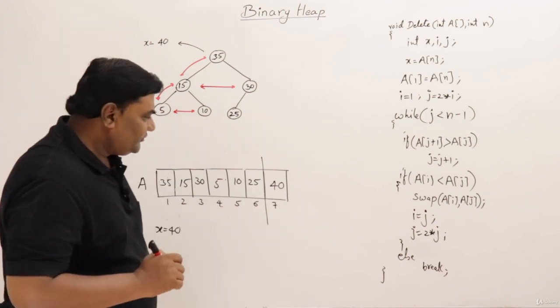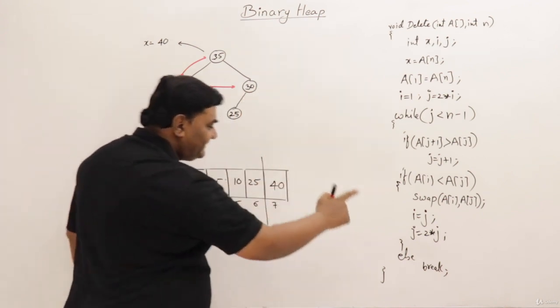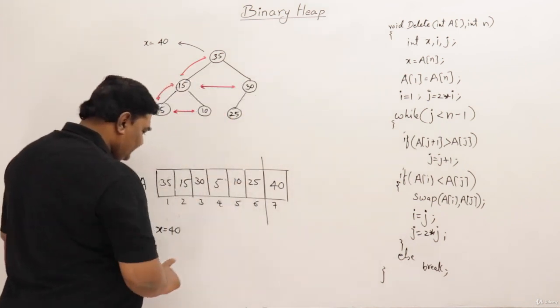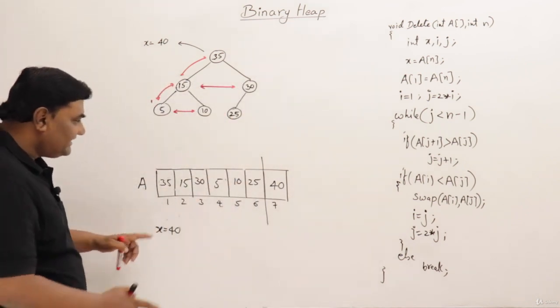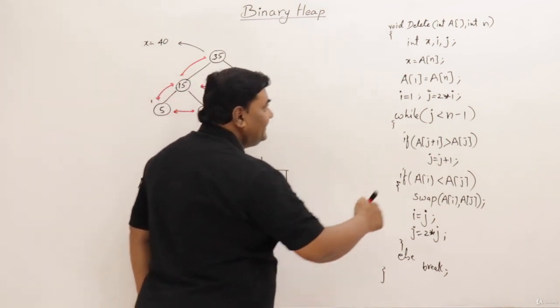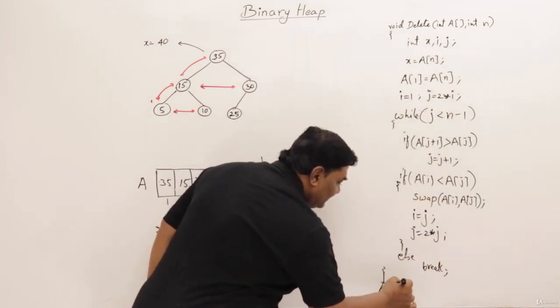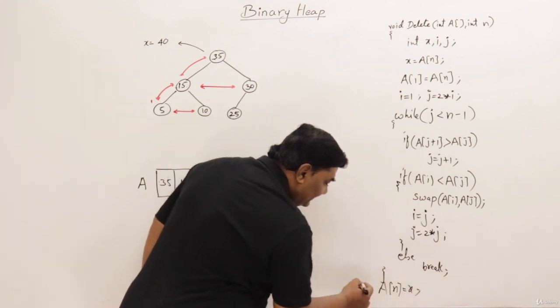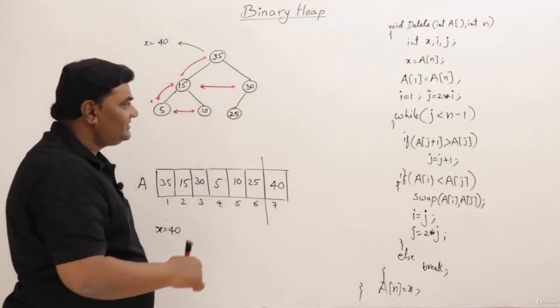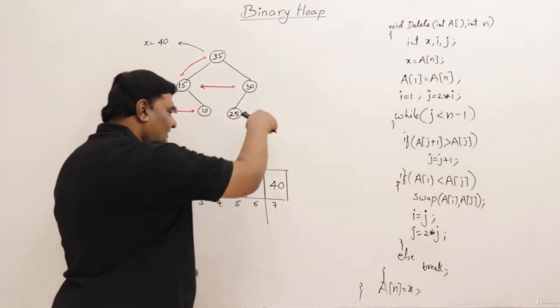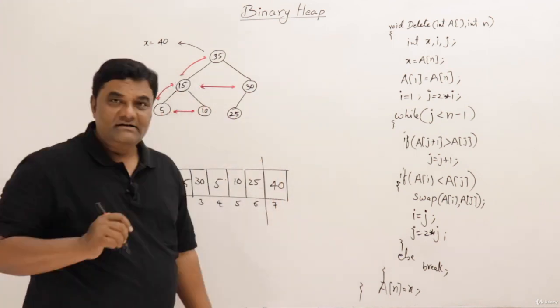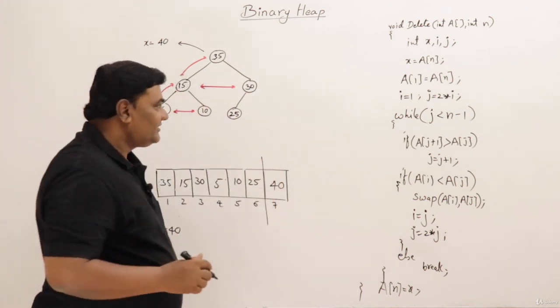Let me show you one thing. See, in this delete, I did not close the bracket. What I will do is, deleted element was in X. I will copy it at this last free space. So last free space is N. So at A of N, I will copy X and then close. So what this delete function is doing, deleting an element and copying it at last place. Now I will show you heap sort.